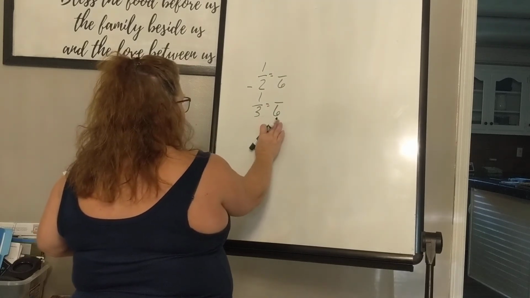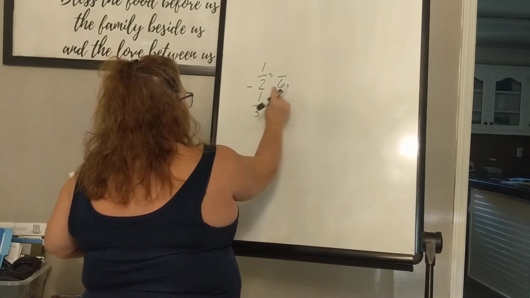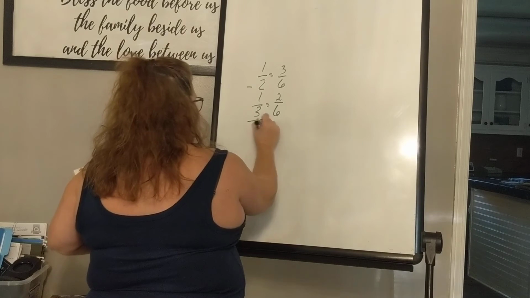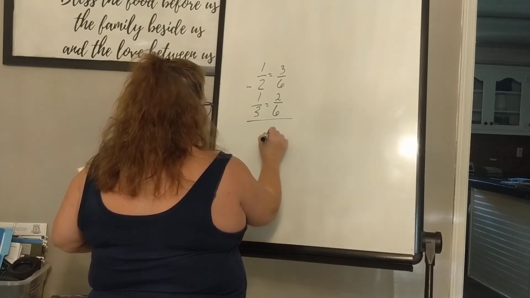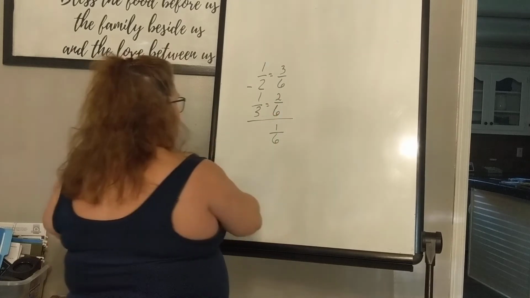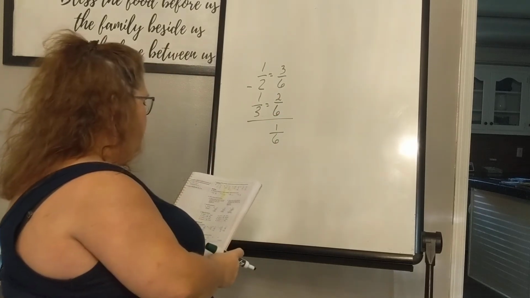3 will go into 6 2 times. 1 times 2 is 2. 2 will go into 6 3 times. 1 times 3 is 3. Go ahead and write 6. My denominator is not going to change. Subtract my numerators. 3 minus 2 is 1. So 1/6 is my answer.